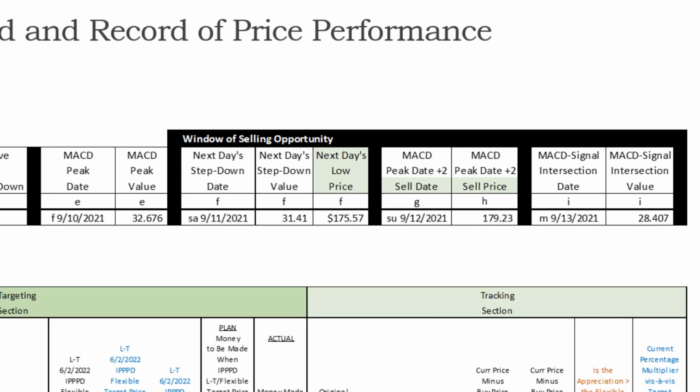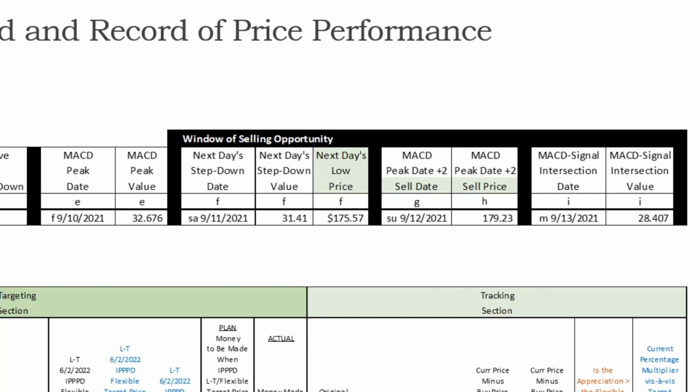When it does step down, we know E, the peak date, Friday, September 10th, is the day before the step down date, unless there is a multiple day peak or a multiple day step down. The MACD peak value is 32.676. When the MACD curve has stepped down from its ascent, then we are in the window of selling opportunity.